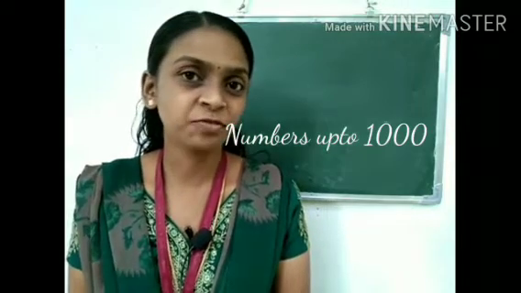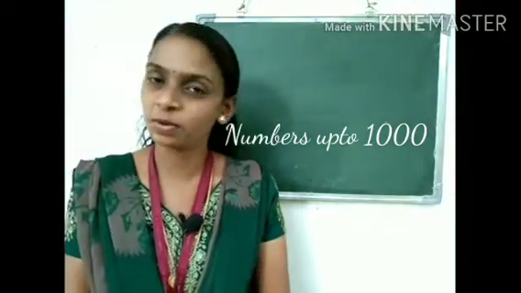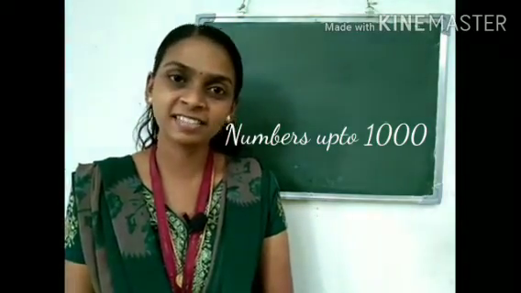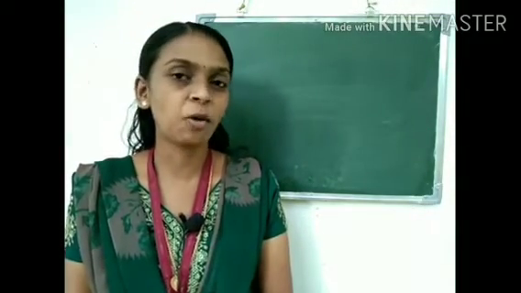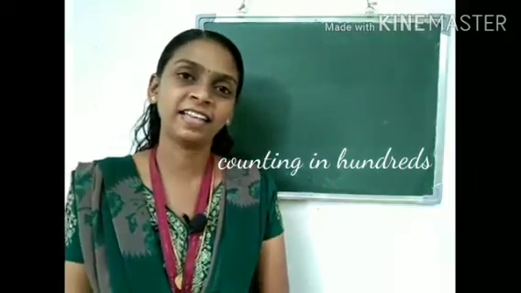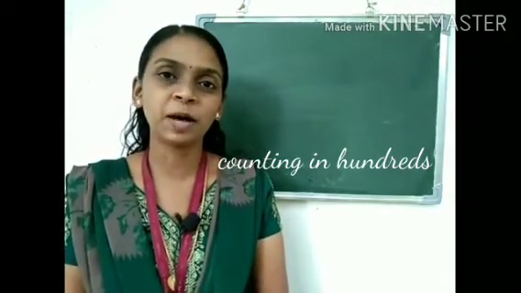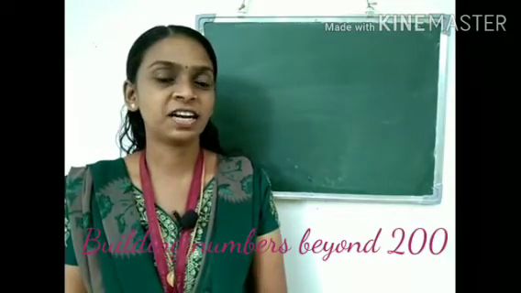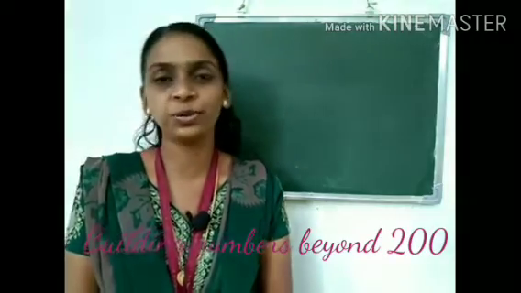So we started the 4th lesson, numbers up to 1000. In this chapter, what all things did we study in this class? We studied how to count in hundreds, that is 100, 200, 300, that way. We counted the numbers up to 1000. Next we studied building numbers beyond 200.